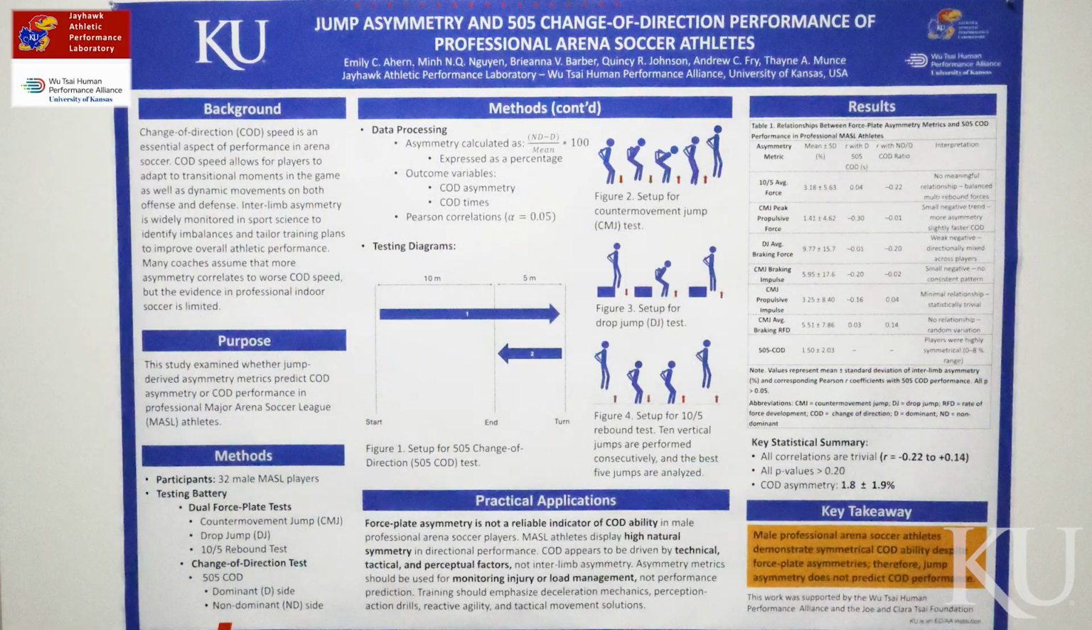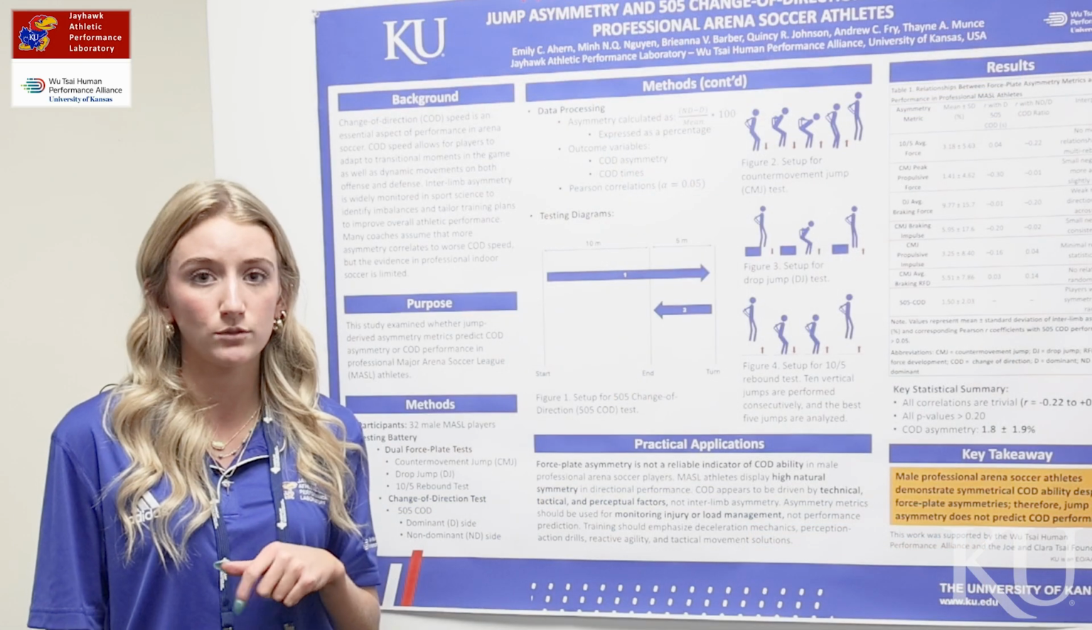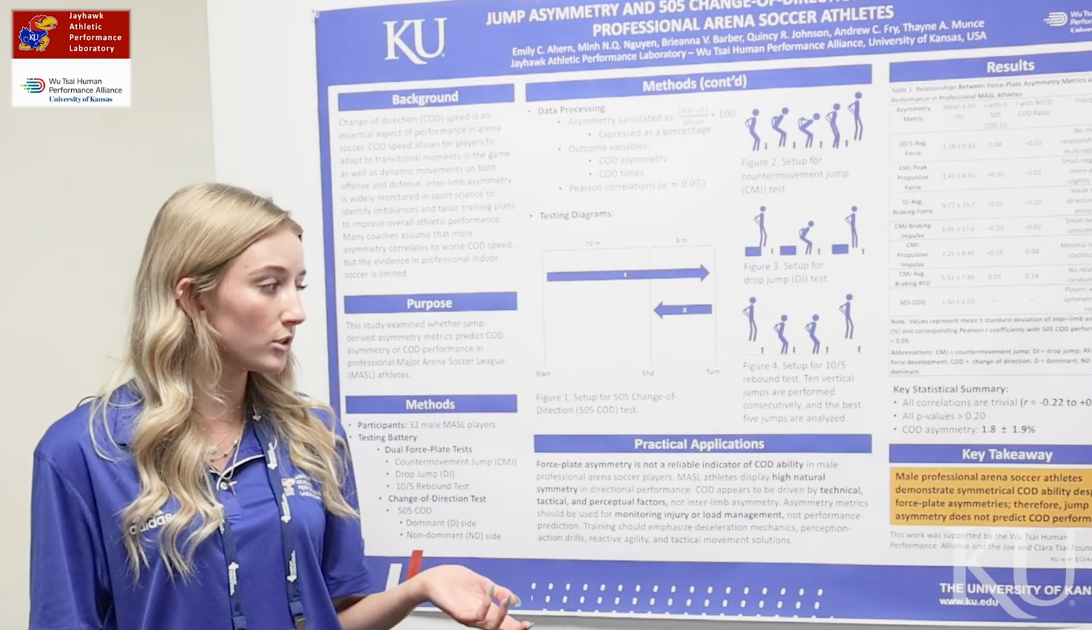And then these are the images of how we set that up, and also how we set up the 10-5 test and the 505 test. Then we looked at the correlation between all of these, and what we found is that despite common belief and assumption that these things are correlated, they're actually not correlated based on the data we collected. So we wouldn't recommend using any type of interlimb asymmetry to predict change of direction performance in this population.